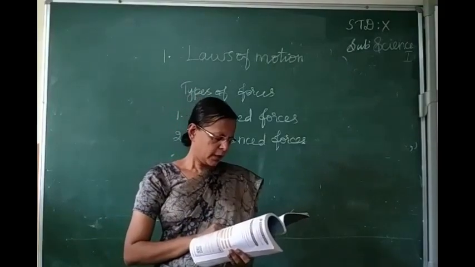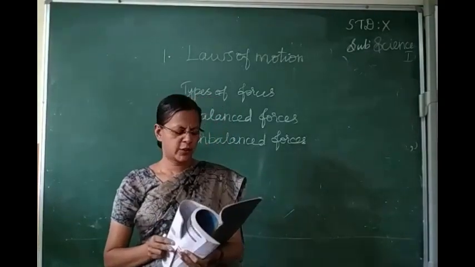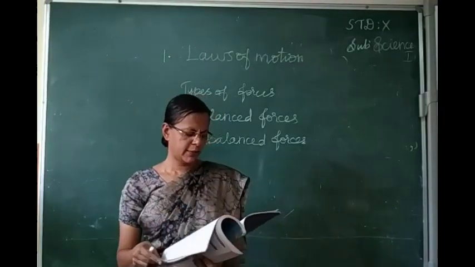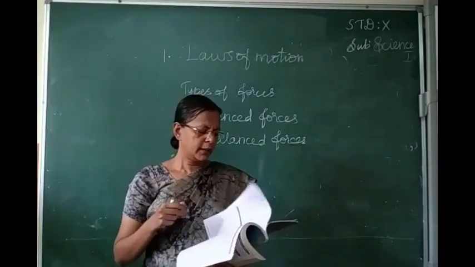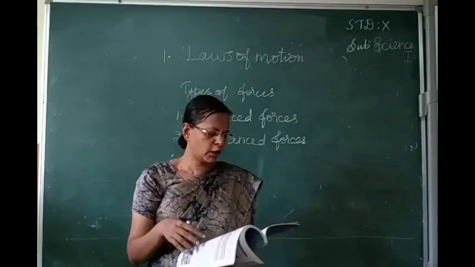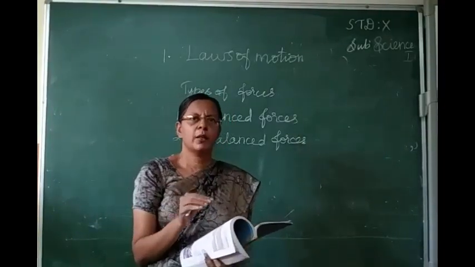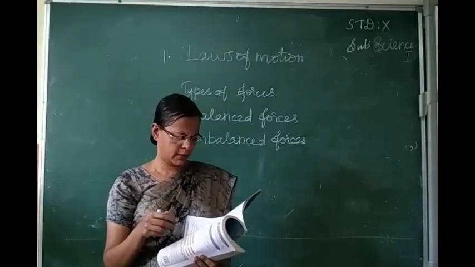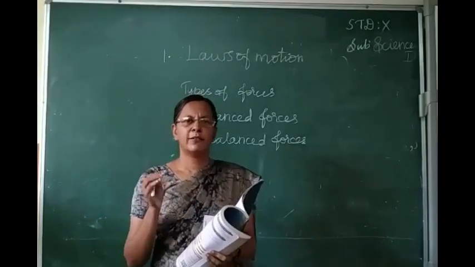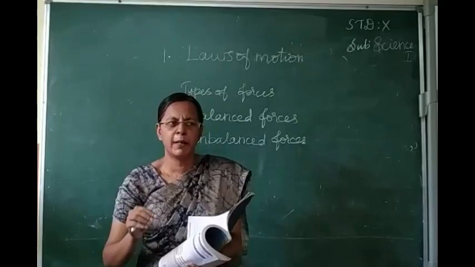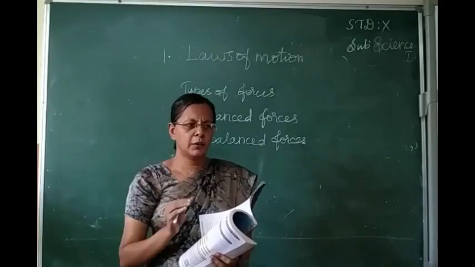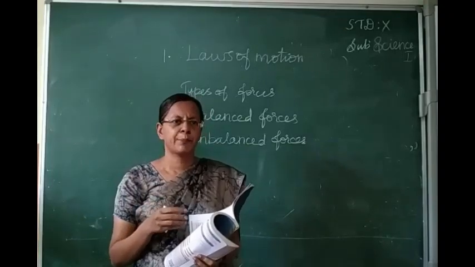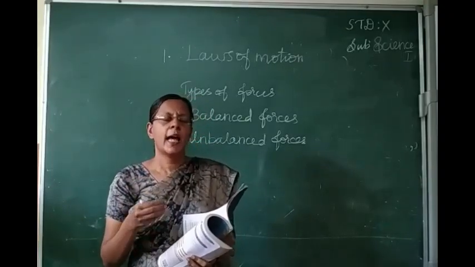Next, differentiate between mass and weight. We have written it in the book itself; we have drawn a table. So first some points we have written. What is mass? What is weight? For differentiation, we have to draw the table and write the answer point-wise.